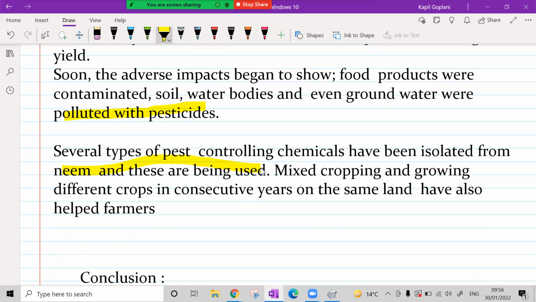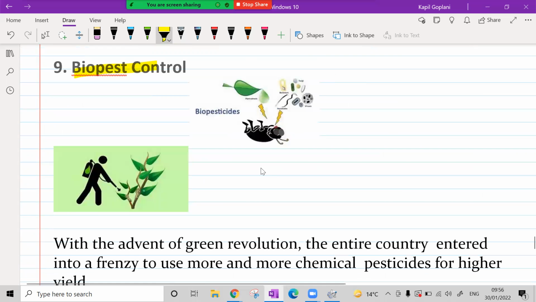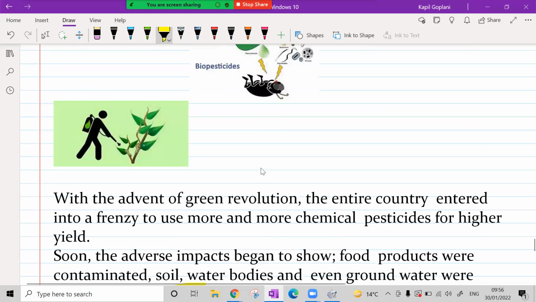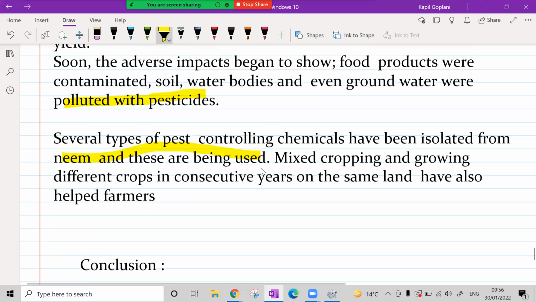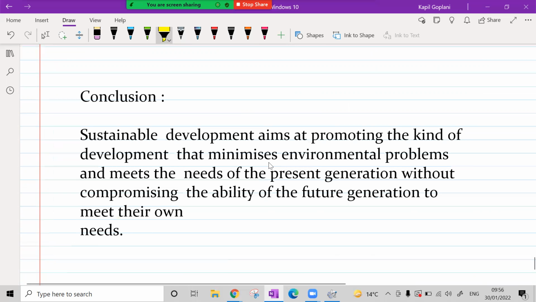So this is again a good example for you. And last, these were the strategies, beta. So this chapter ends, and you can read out the conclusion: sustainable development is promoting that kind of development that minimizes environmental problems, and it has to meet the needs of the present generation without compromising the needs of future generations. So is it clear to everyone?